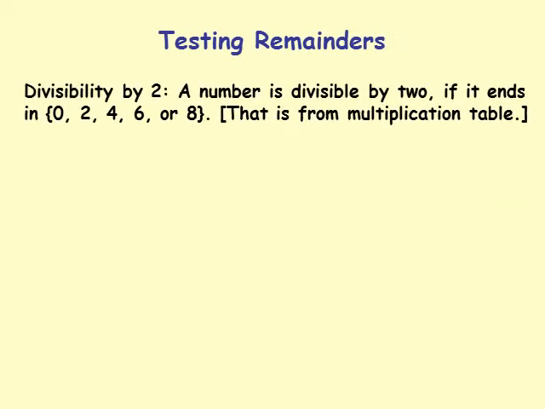See, testing remainders now. Divisibility by 2. We're going to use an example here. A number is divisible by 2 if it ends in 0, 2, 4, 6 or 8. Okay, that's from the multiplication table. In the multiplication table for 2, all the entries end in either 0, 2, 4, 6 or 8.